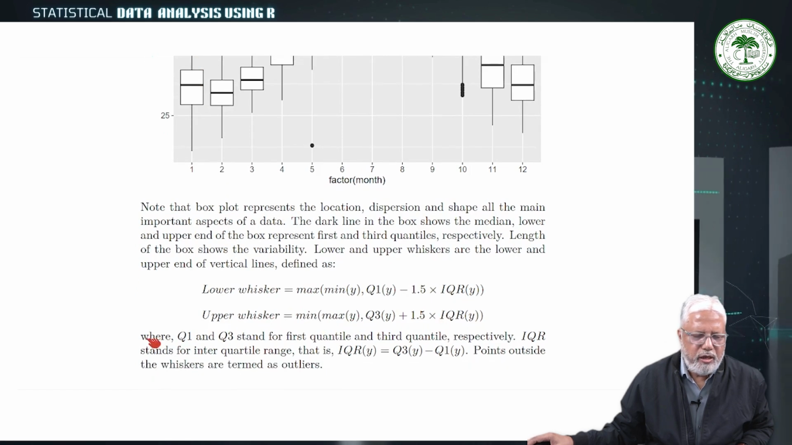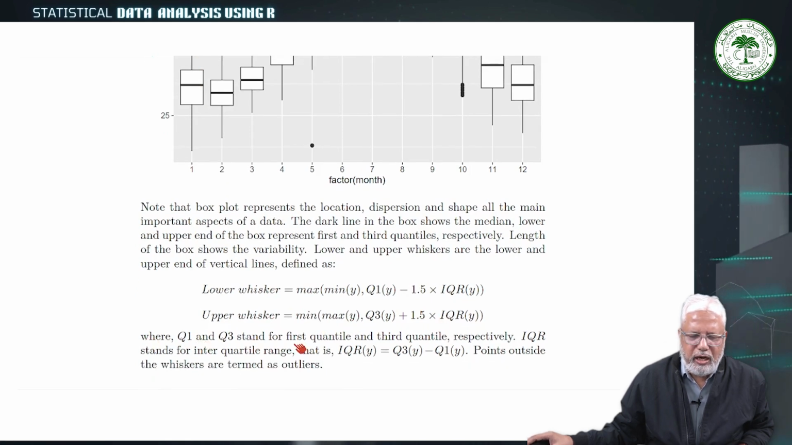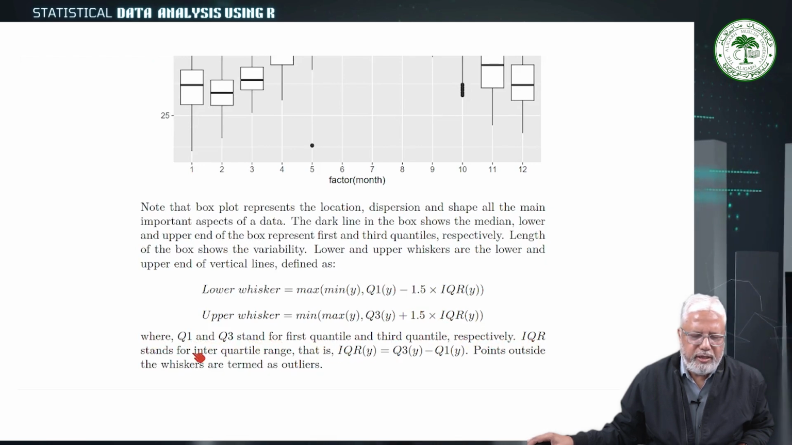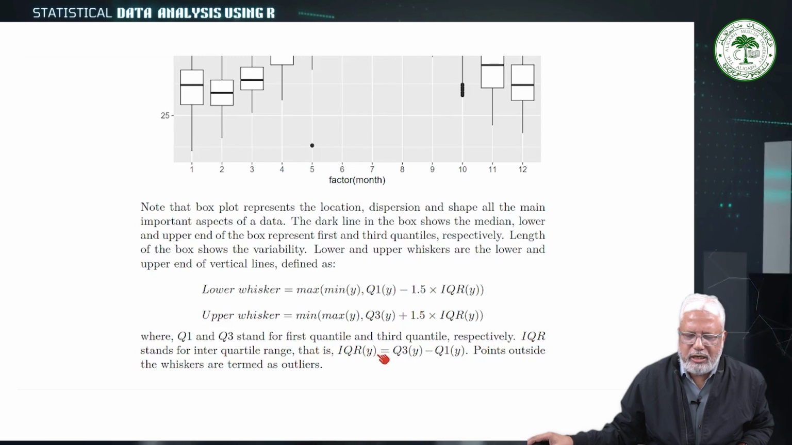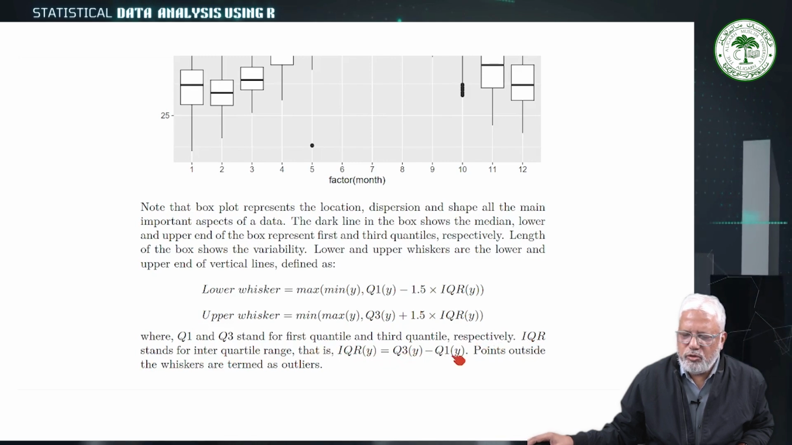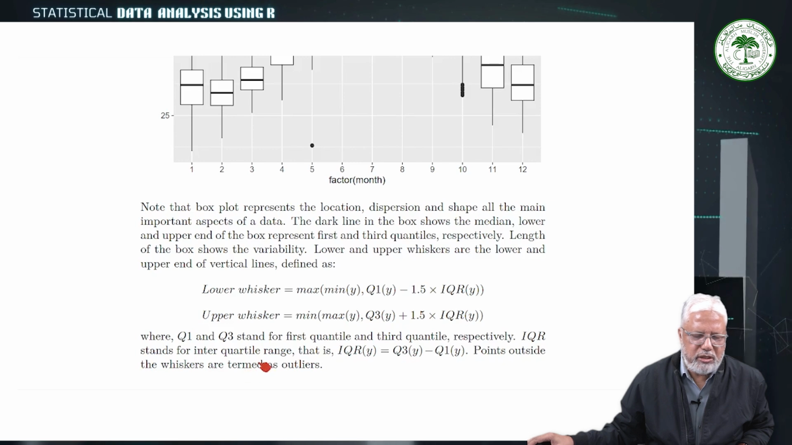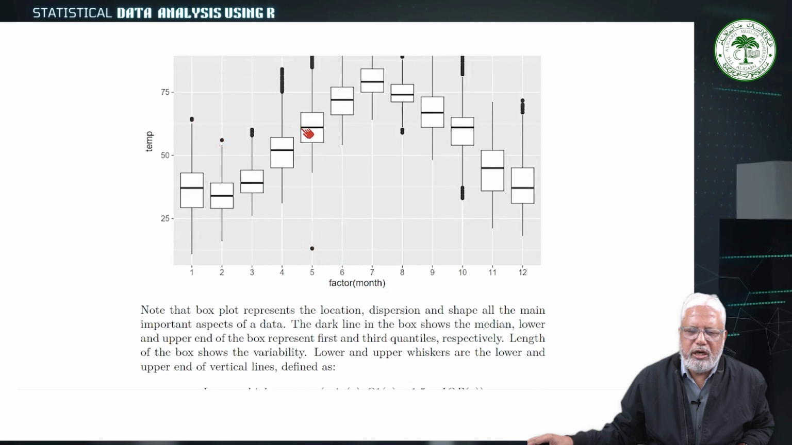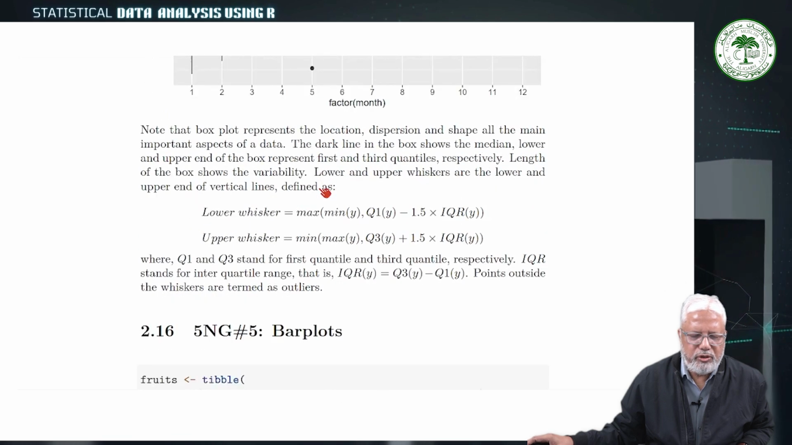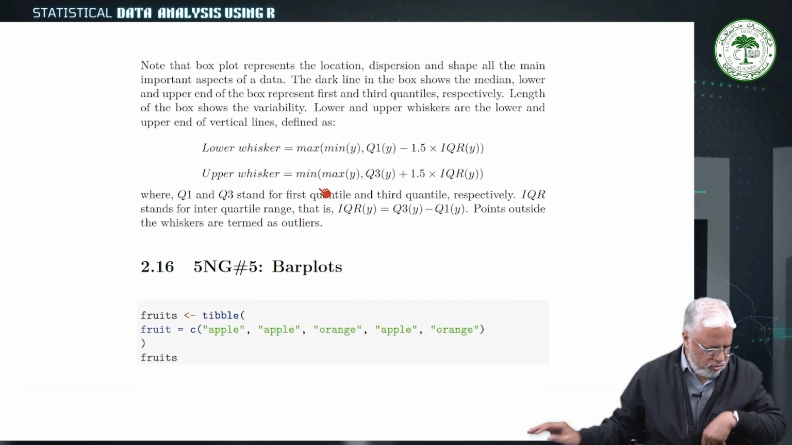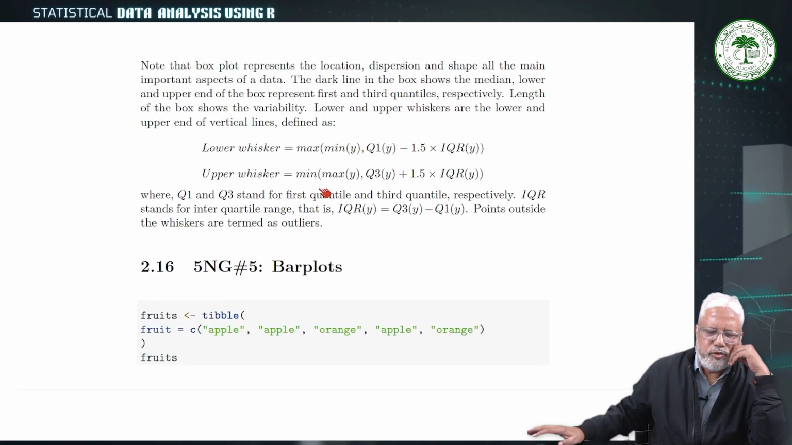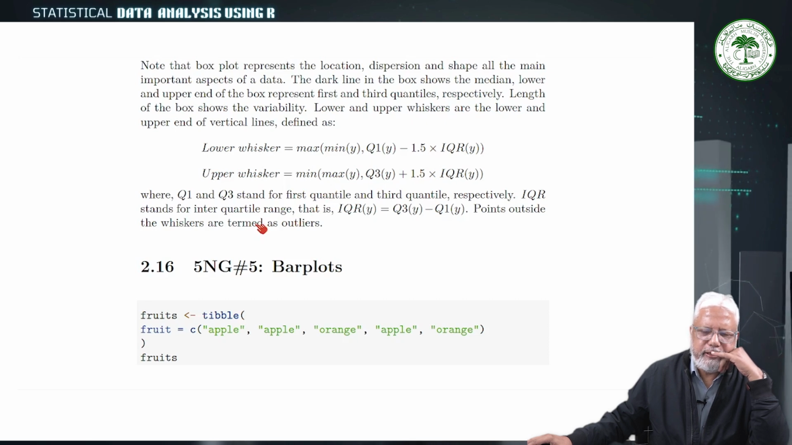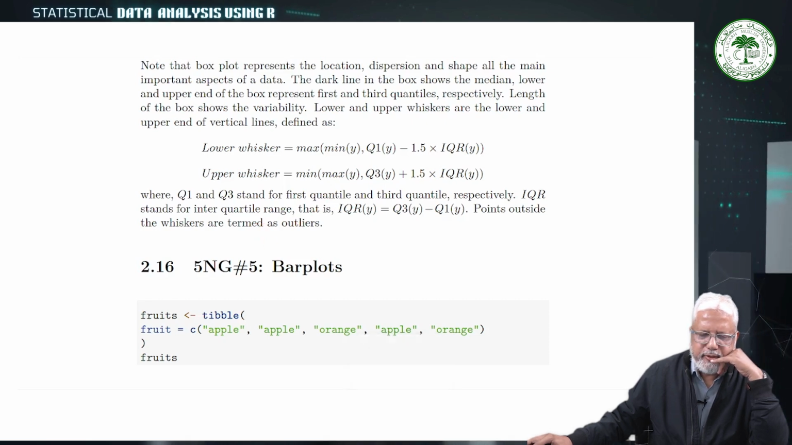So, where Q1 and Q3 are the first and third quartiles represented respectively. IQR stands for interquartile range, that is IQR y is equal to Q3 minus Q1 y. Points outside whiskers are termed as outliers. So, these are the outliers. So, we have talked about the fourth graphics, and that is known as box plot.